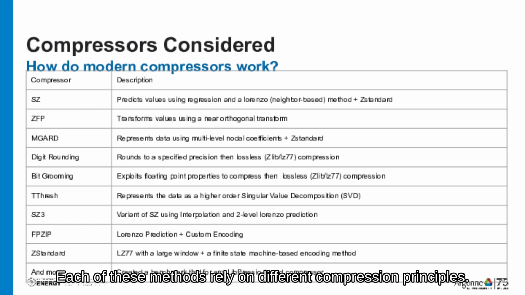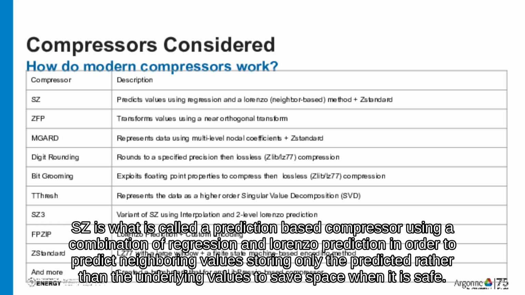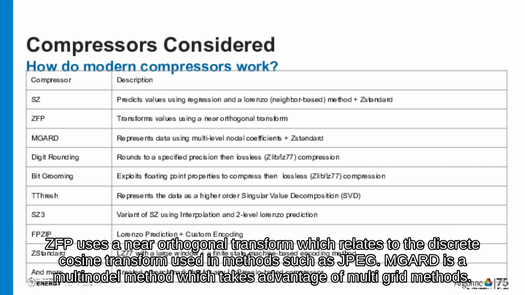Each of these methods relies on different compression principles. SZ is what's called a prediction-based compressor, using a combination of regression and Lorenzo prediction in order to predict neighboring values, storing their predictions rather than the underlying values in order to save space when it is safe. ZFP uses a technique based on near-orthogonal transforms, which relates to the discrete cosine transform and other related methods used in the past in techniques like JPEG.